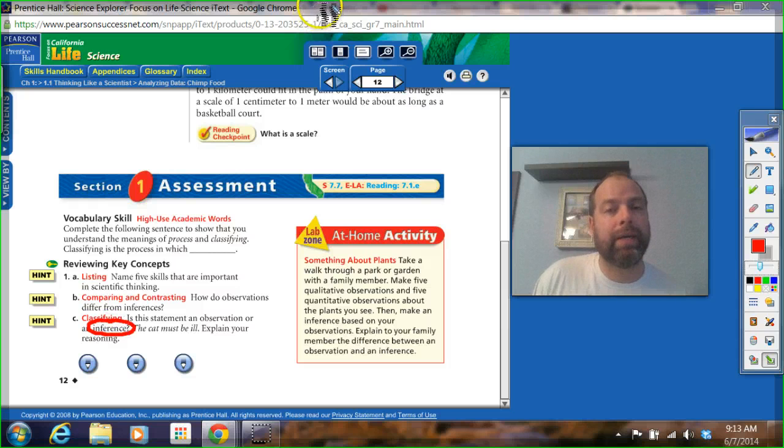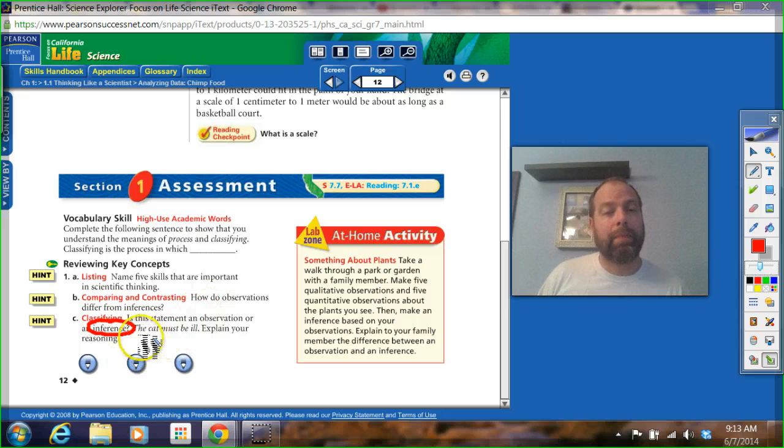Well, the cat must be ill. Well, I saw it throw up. I saw it walk slowly. I heard it meow a different way. These are all things I observe. Now, an explanation for the throw up, an explanation for the cat walking slowly, and an explanation for the different meow. I put all of those observations together and I explain those 3 things: maybe the cat is sick.